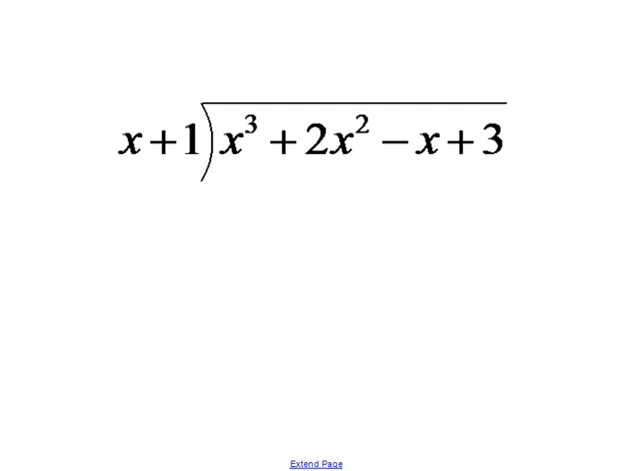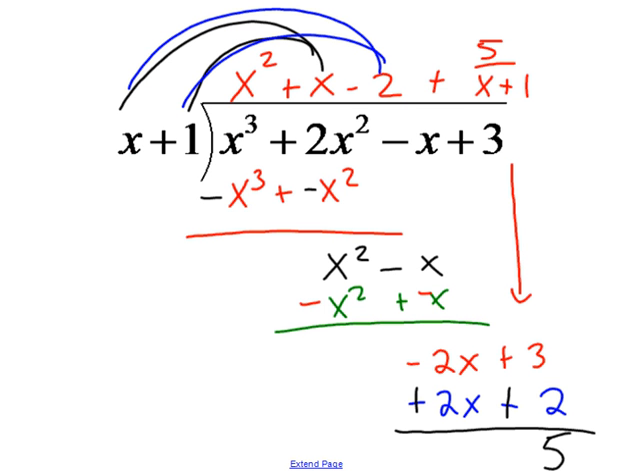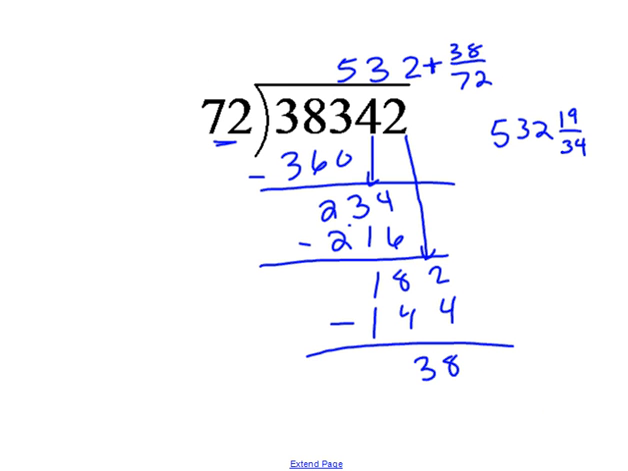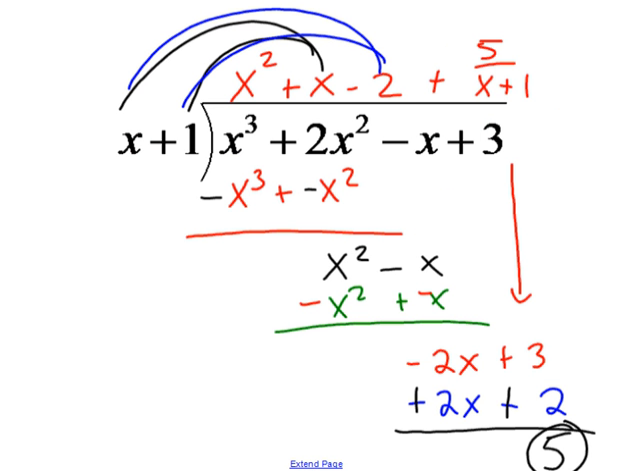All right, I'd like you to stop the video, try this one on your own, and then check your answer. All right, hopefully you found that this one actually ended up with a remainder. You just got to be very careful with your signs. Once I get that remainder 5, I just put 5 over x plus 1. Same thing that we did when I had 38 as a remainder, I put it over 72. We can't reduce our fractions because 5 over x plus 1 doesn't reduce.